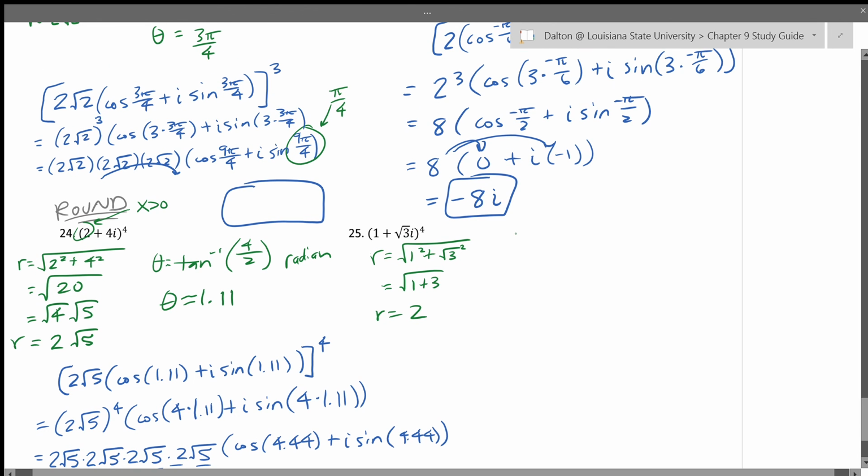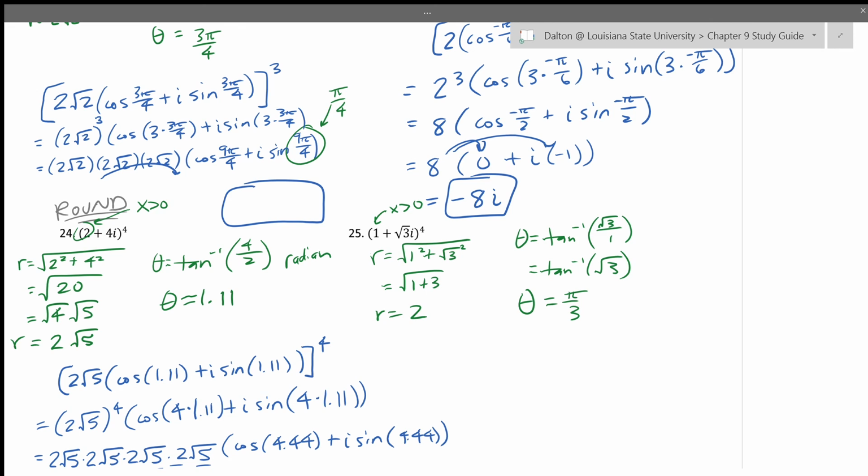To find theta, it'll be tangent inverse of y over x. So it'll be the square root of 3 over 1. We don't need to add pi because x is greater than 0. So then, square root of 3 over 1 is just the same thing as square root of 3. If you look at your unit circle, the value of theta, the angle that has a slope or a tangent of square root of 3, is pi over 3.